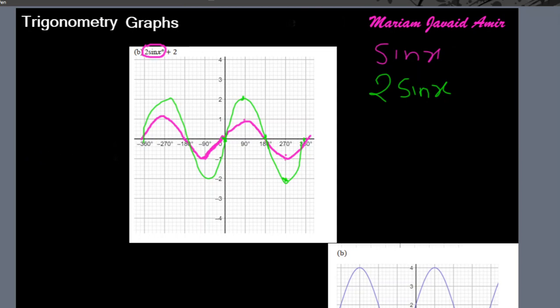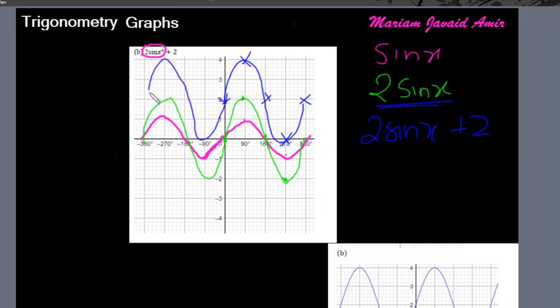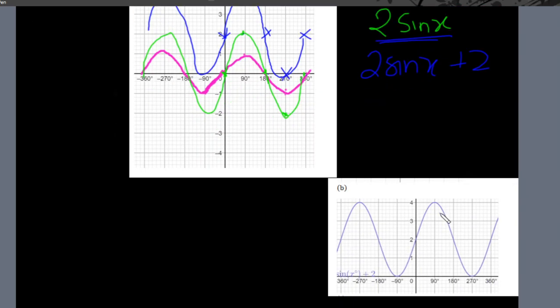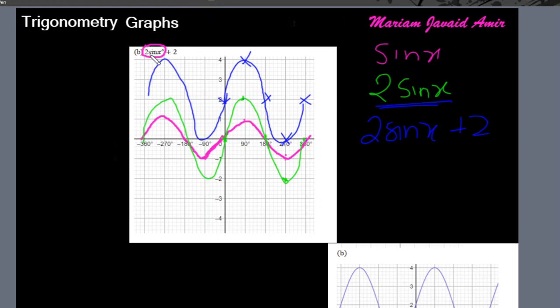Next we need the graph for the original graph that is required, 2 sine x plus 2, which means move this graph 2 units up. So this 0 becomes 2, this 2 becomes 4, this 0 becomes 2, this minus 2 becomes 0, and this 0 again becomes 2. So we'll get a graph like this and repeat this trend here. So yes, the answer also looks like this. So this is how we sketch the graph for 2 sine x plus 2.